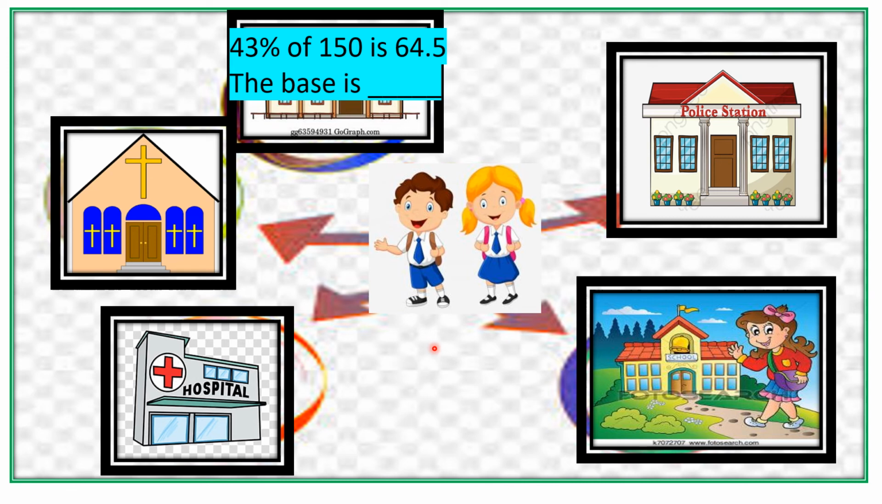43% of 150 is 64.5. The base is blank. Is it 43%, 150, or 64.5? Alright, great. The answer is 150. The base is 150. Another station.